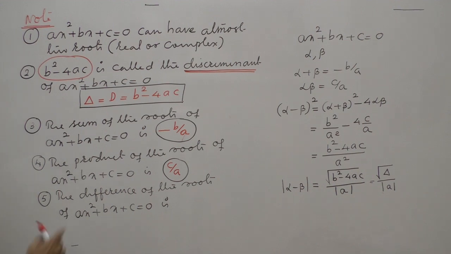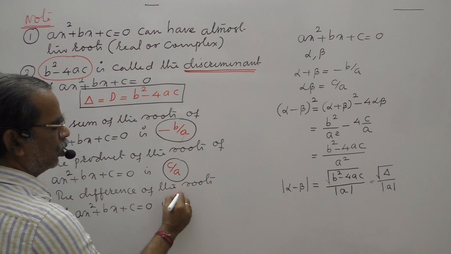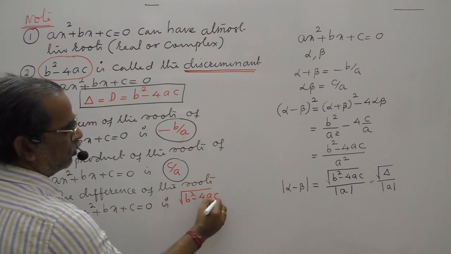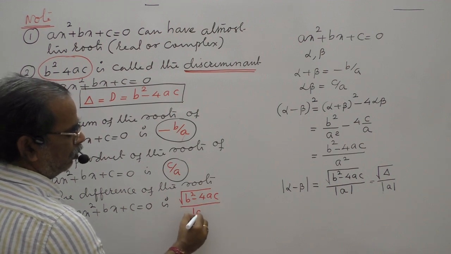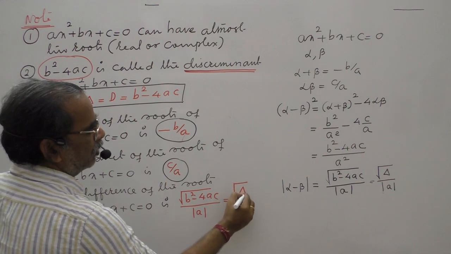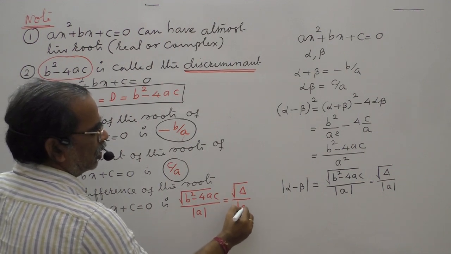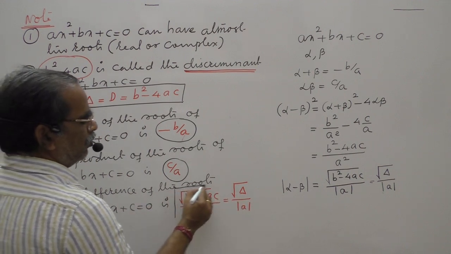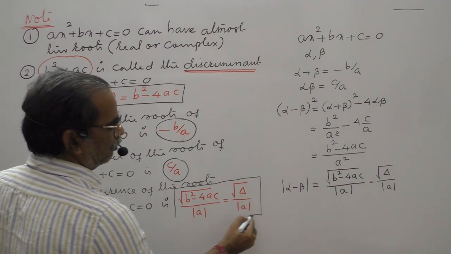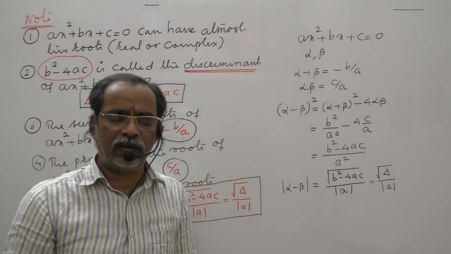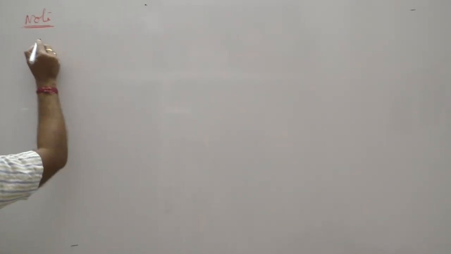Yes, therefore the difference of the roots of this equation is root over b square minus 4ac whole divided by mod a, which is also represented like this, root over delta by mod a. So this is another important note. Sum of the roots, product of the roots, also I wrote difference of the roots. Yes. Next, sixth property, sixth note.